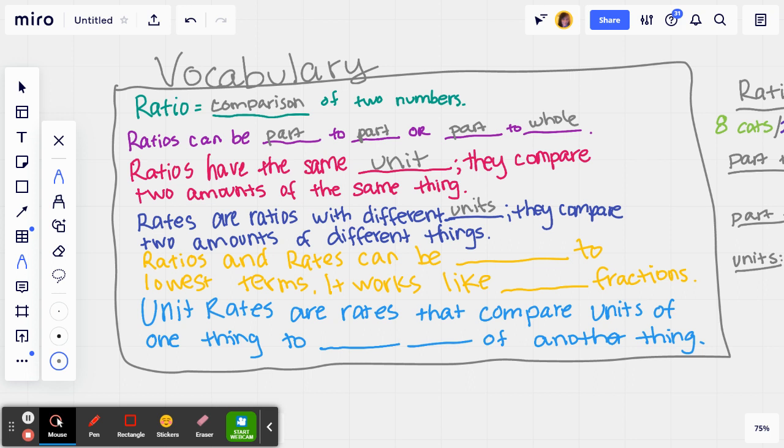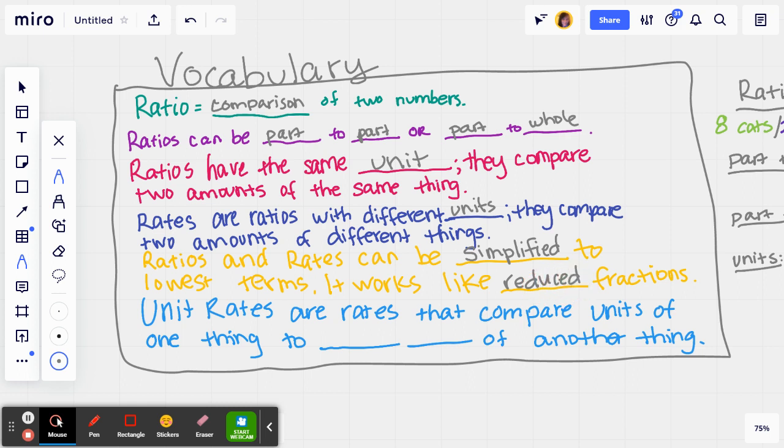Ratios and rates can be simplified to lowest terms. It works like reducing fractions. And what does that mean exactly? Well, it basically means that it's kind of like when we reduced fractions.